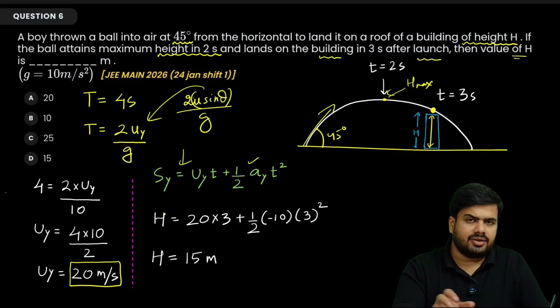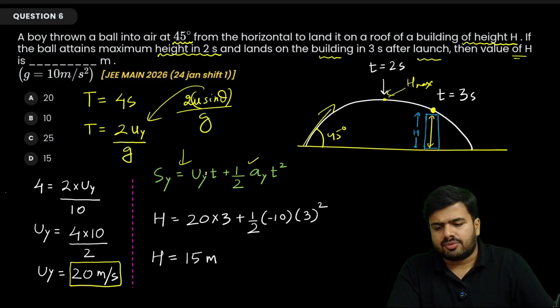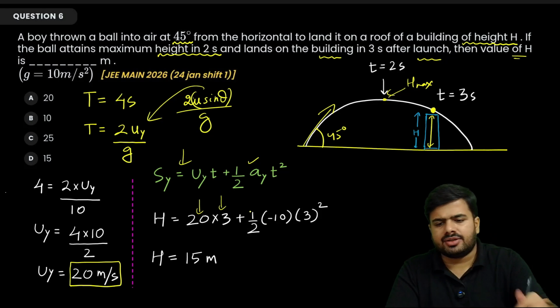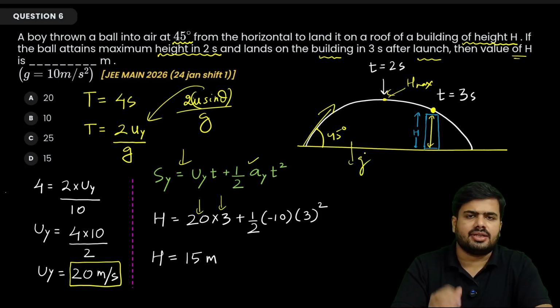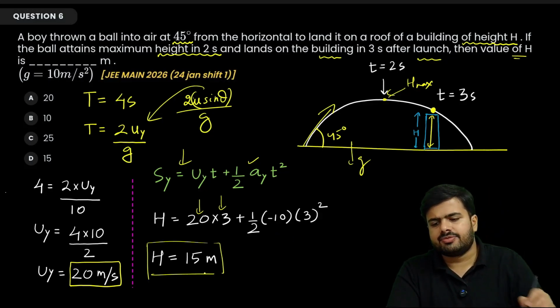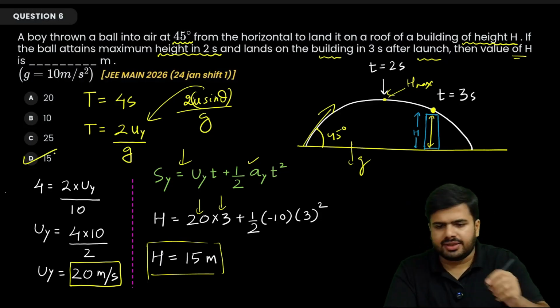We have to find the height, so in place of displacement along y we can substitute h, and uy equals 20, time equals 3. Then further, half into g, which will be minus 10 because g is always acting in the downward direction and the initial velocity is in the upward direction. So further solving this, we are getting the height as 15 meter. So option D is correct.